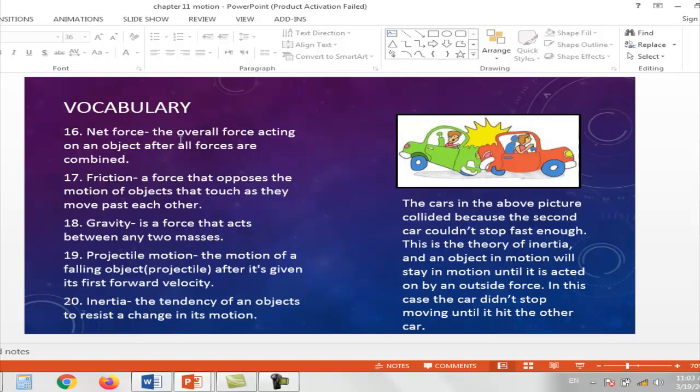Net force is the overall force acting on an object after all forces are combined. Friction is the force that opposes the motion of objects that touch as they move past each other. Gravity is the force that acts between two masses. Projectile motion is the motion of a falling object after it is given an initial forward velocity. Inertia is the tendency of an object to resist a change in its motion.